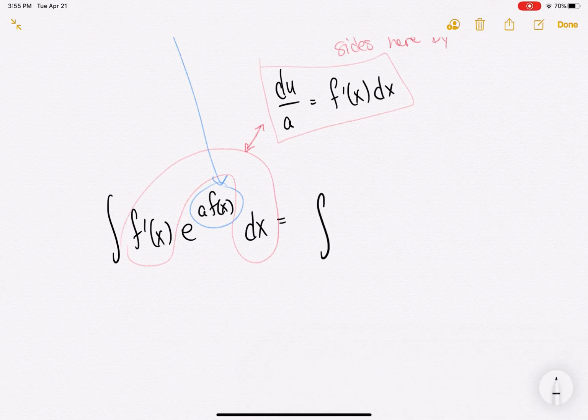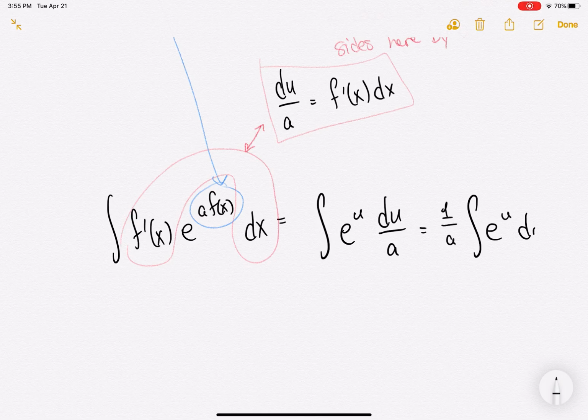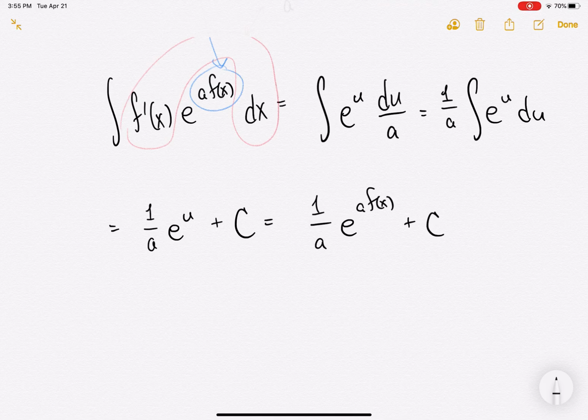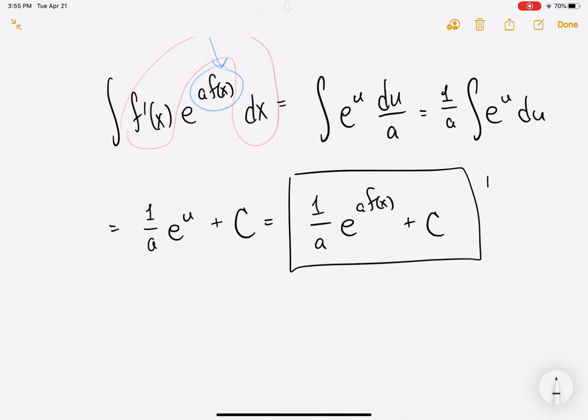We get e to the u du over a, also known as 1 over a, integral e to the u du, and that's a really easy integral for all of us. 1 over a e to the u plus c, which is 1 over a e to the a f of x plus c. And this is the answer the exam gives.